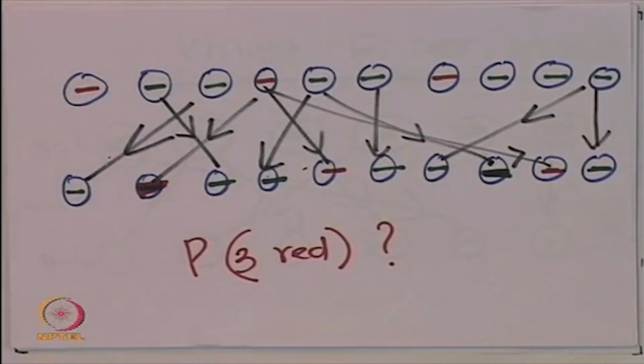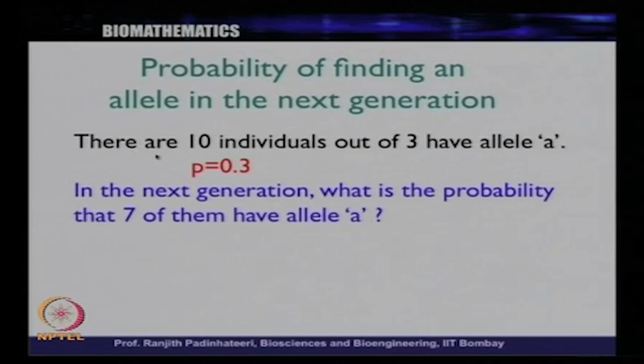and this can be understood very easily. So, let us think of this. What we said is there are 10 individuals and there are 3 allele A, for example red. So, the probability in the parent generation is 0.3, there are 3 out of 10. Now, we ask the question, in the next generation what is the probability that 7 of them have allele A?